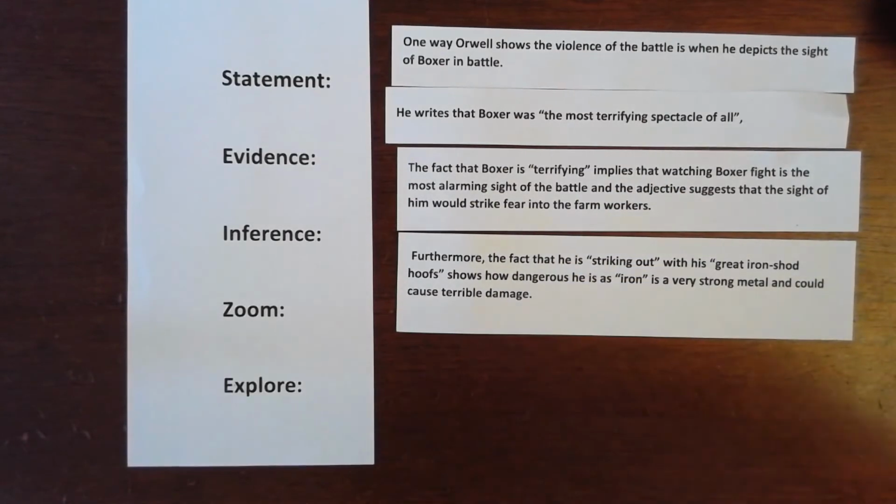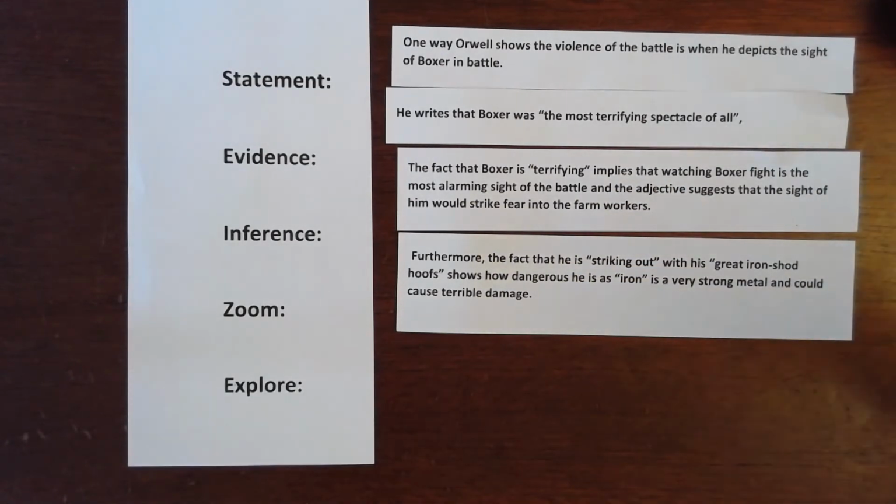Then what I've done is extended and used further quotations from that section of the text to expand upon my idea that Boxer fighting, seeing how he rears up, seeing how he punches out, shows how Orwell is using language to show the violence of the battle. Now of course we've got these many quotes, one, two, three quotations here. What is it that Orwell's trying to show?